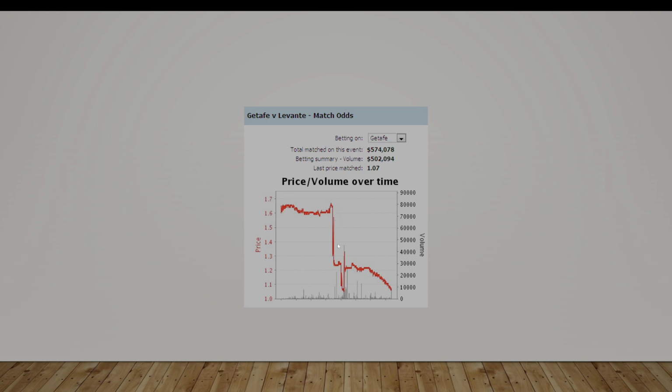What happens in between doesn't really matter. It doesn't matter at all. If I lay the draw, I don't care what happened throughout the game. What matters for me is the end result. If it's a draw, I lose, right? If it's not a draw, I win.